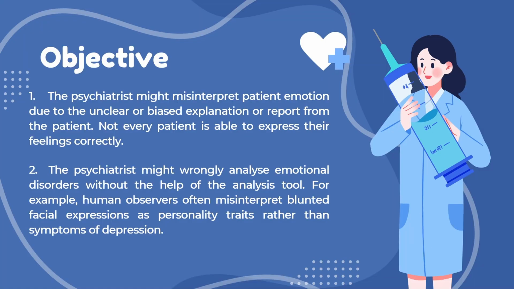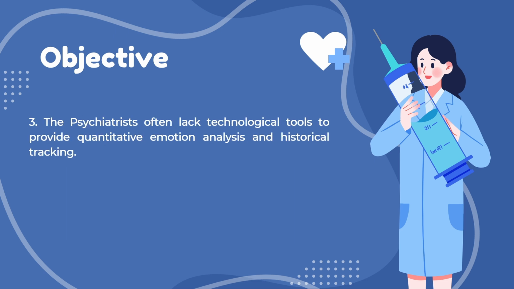The objective of this project is to help the psychiatrist interpret patient emotion, which can be unclear due to biased or unclear explanation or reports from the patient. Not every patient is able to express their feelings correctly. The second is that the psychiatrist might wrongly analyze emotional distortion without the help of an analysis tool. For example, human observers often misinterpret blunted facial expression as a personality trait rather than a symptom of depression. The third is that psychiatrists often lack technological tools to provide quantitative emotion analysis and historical tracking.